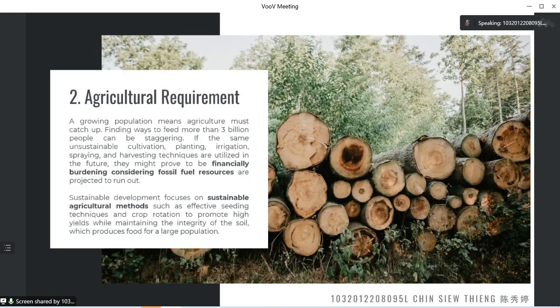Second is the aspect of agriculture requirement. Growth of population means agriculture must catch up, where the total population of the earth has grown, which means more and more resources are needed to be consumed. So it is very crucial and important to upgrade agriculture methods and make them more sustainable to feed every mouth in the world.